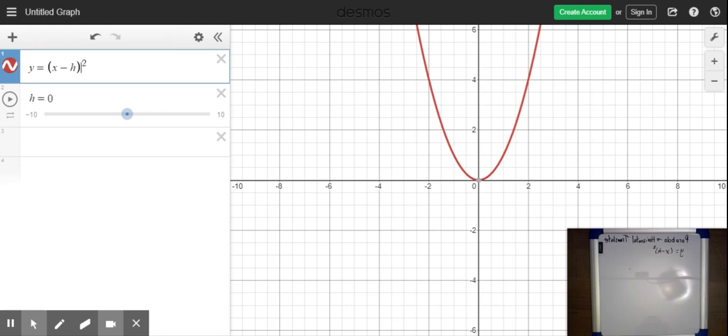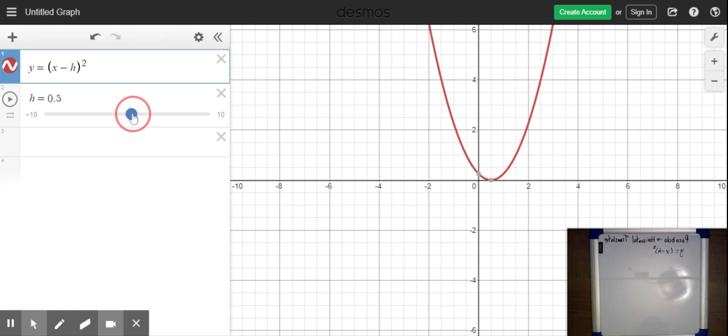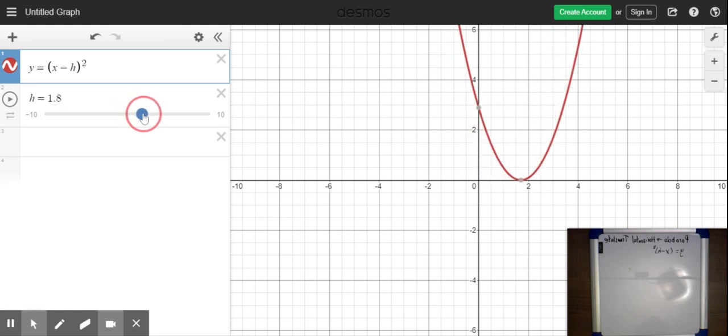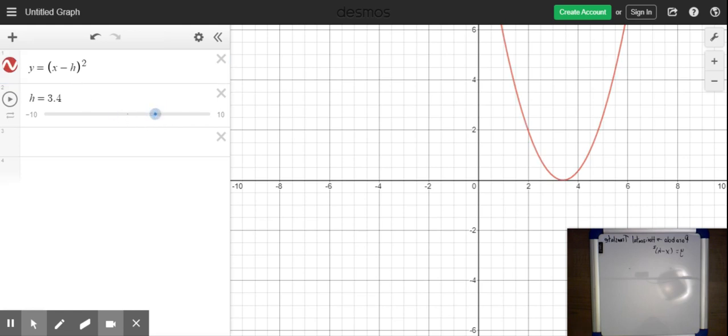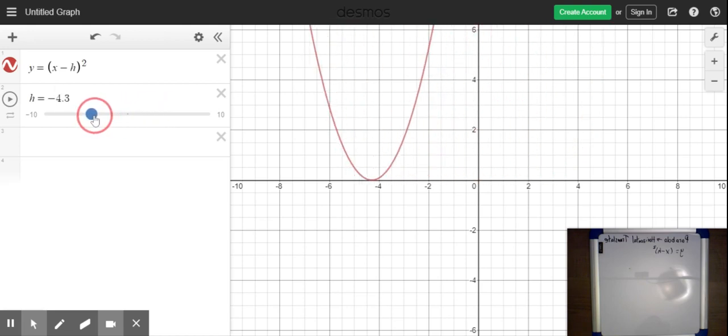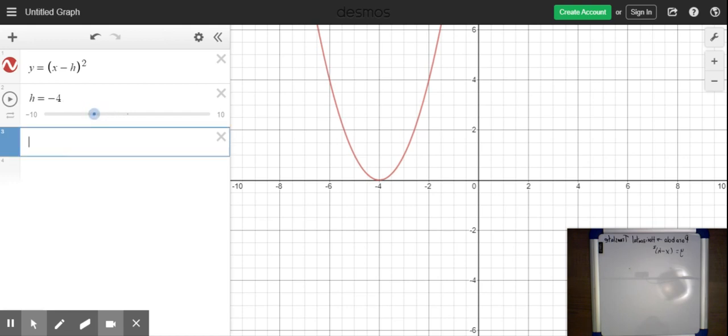Let's just take a look at what that looks like. So what happens is I change my h value. As I make my h value bigger, it moves to the right. So if I look at my equation and I see x minus 3, it moves to the right. If I see x minus negative 4, or x plus 4, it moves to the left. Let's see what that looks like for a moment, because it's counterintuitive. It goes opposite the way you'd expect.